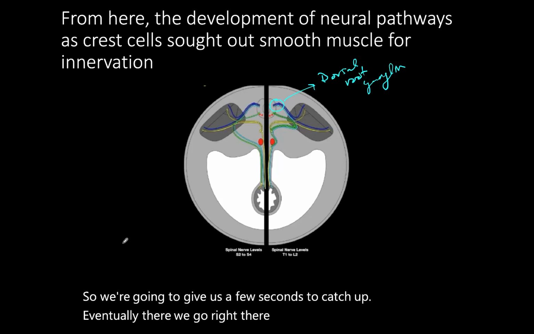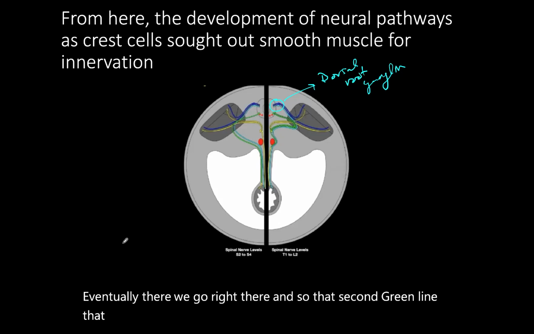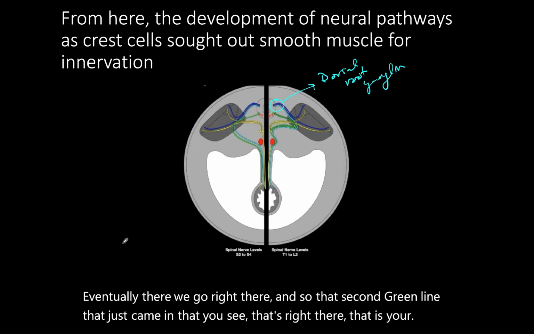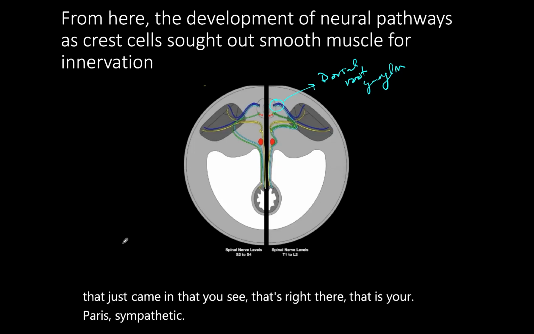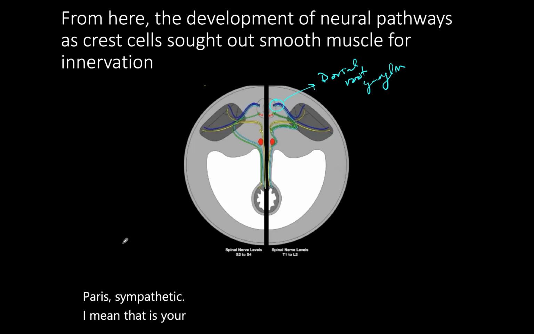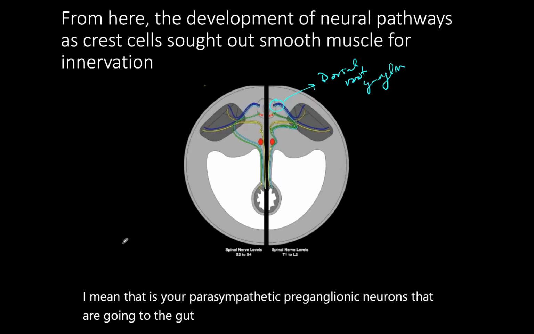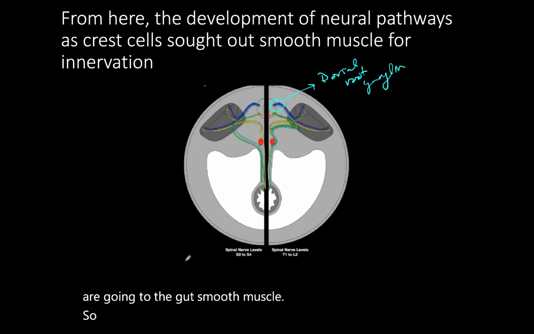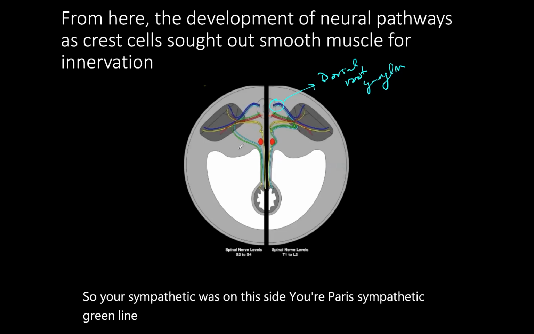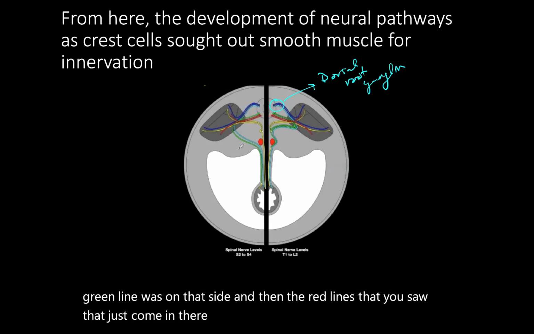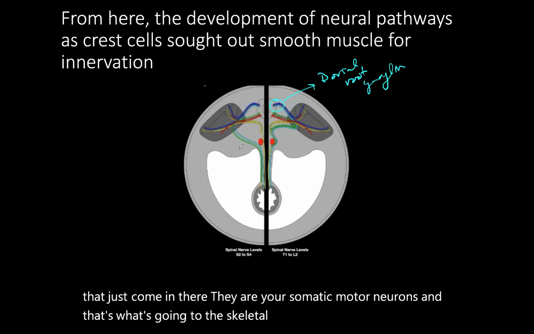And so that second green line that just came in, that you see right there, that is your parasympathetic preganglion neurons that are going to the gut smooth muscle. So your sympathetic was on this side. Your parasympathetic green line was on that side. And then the red lines that just came in there, they are your somatic motor neurons. And that's what's going to the skeletal muscle within the somites.